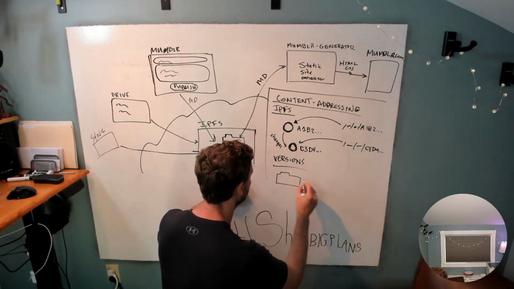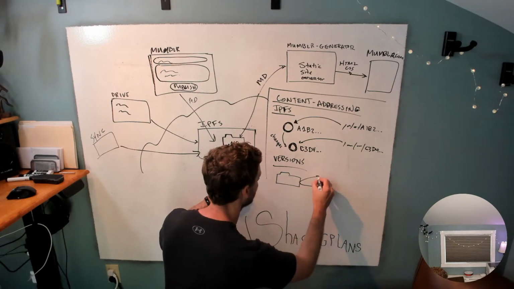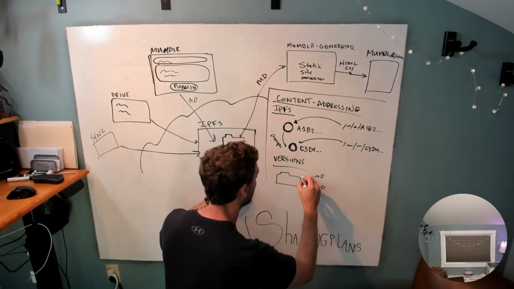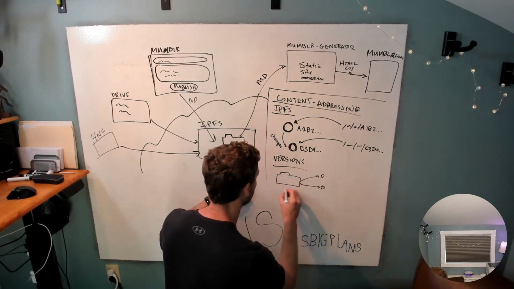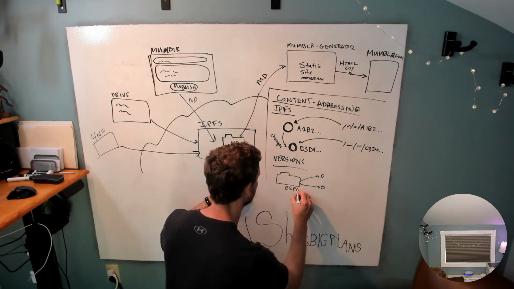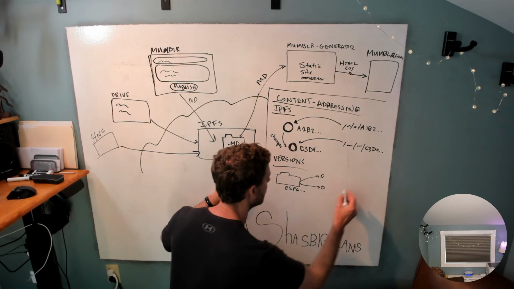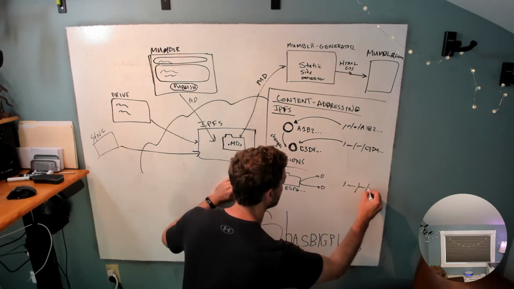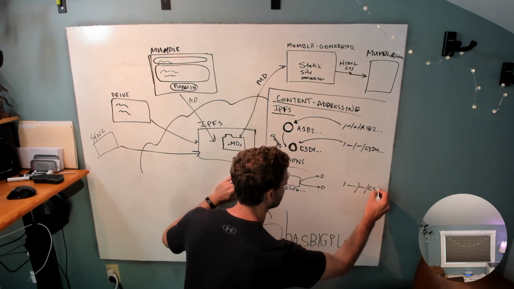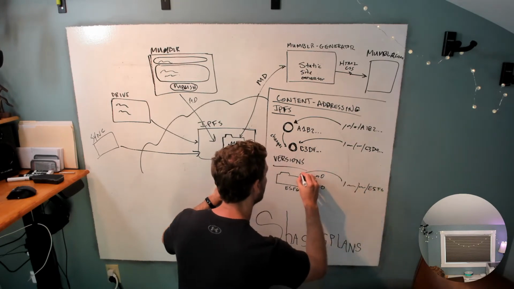So let's indicate that over here. We've got our folder, it's pointing to these two files, and it has a hash address of, to follow my funky naming scheme, E5F6 something. And so we've got our URL over here of E5F6. And it points to this folder.